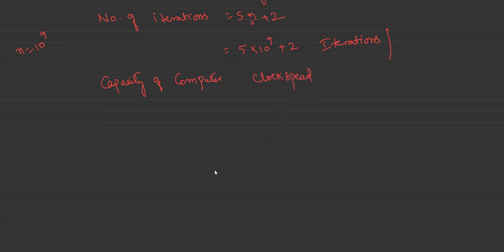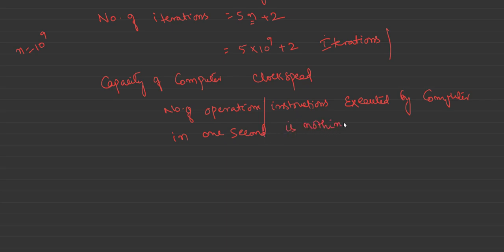Now, what is clock speed actually? The clock speed is nothing but the number of operations or instructions executed by the computer in 1 second. That is clock speed. Yeah, correct. So now let me mark it.